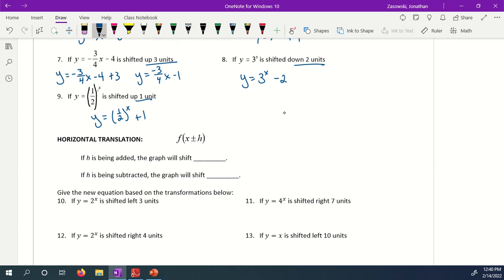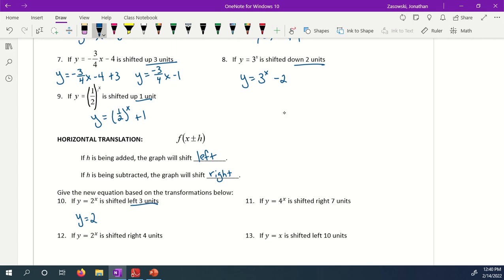Just remember it's the opposite sign from what you think, okay? So if h is being added, if it's positive, it's actually going to shift to the left. Remember, positive normally means right, but it's the opposite. And if we subtract, we're going to move to the right. We're always taking it away from the x value. So we want to shift left 3. Remember, that's a plus because we're going left. It's opposite. So it's y equals 2.